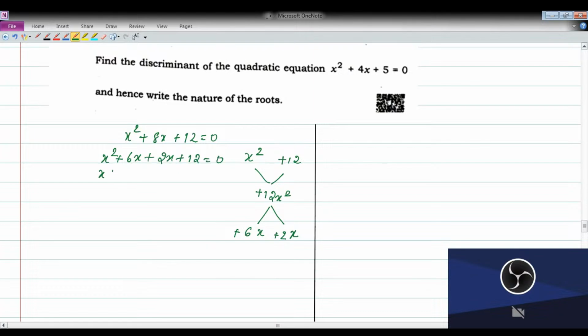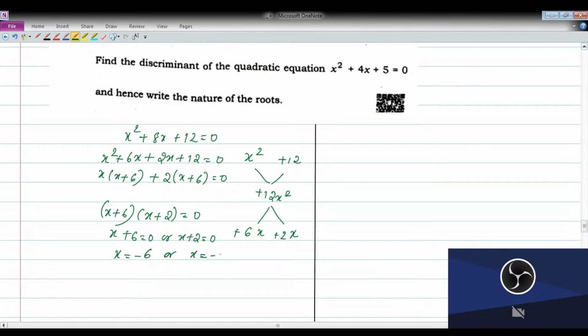If I take x as a common factor, I am going to get x plus 6, and plus 2 as a common factor, we are going to get x plus 6 equal to 0. So now I am going to get x plus 6 into x plus 2 equal to 0. We are going to get x plus 6 equal to 0 or x plus 2 equal to 0. The required solution is x is equal to minus 6 or x is equal to minus 2. So these are the two values of the variable for the given quadratic equation.